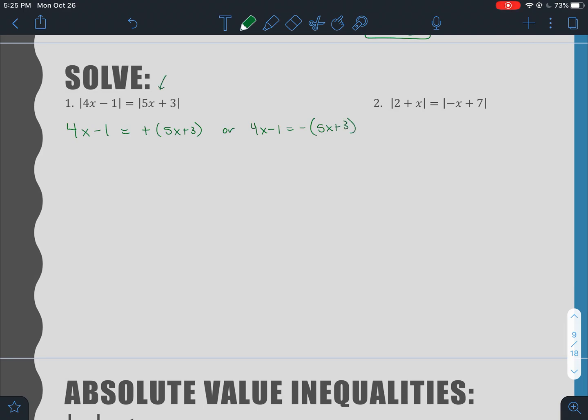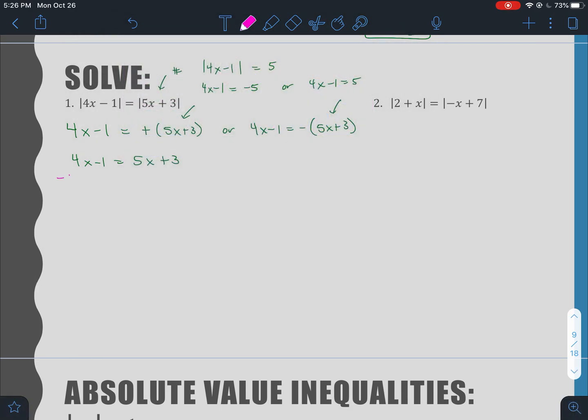So if you envision this to be some sort of number, like if you had the absolute value of 4x minus 1 equals 5, then you would say 4x minus 1 equals negative 5, or 4x minus 1 equals positive 5, right? Well, again, we're going to have the positive version and the negative version of what it would equal. So distributing a positive 1 doesn't change it. So we would have 4x minus 1 equals 5x plus 3. And then I would solve it.